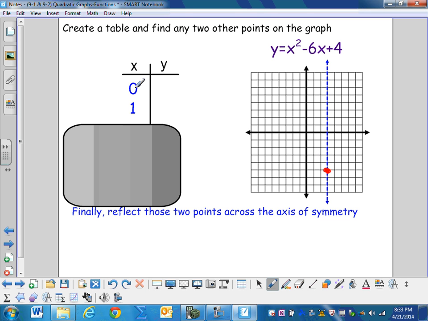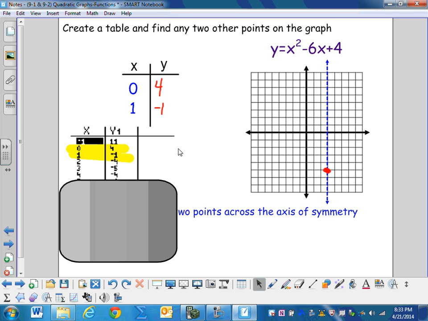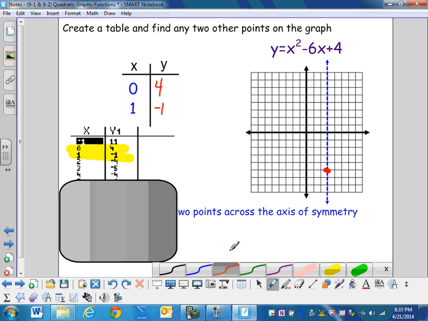I'm going to choose 0 for my x value, because that'll make the math easier. 0 squared minus 6 times 0 plus 4 gives me 4. Then I'll choose 1. 1 squared minus 6 plus 4 is 1 minus 6 is minus 5, plus 4 is minus 1. I could have also used my calculator. So we're going to plot those points: (0, 4) and (1, -1).